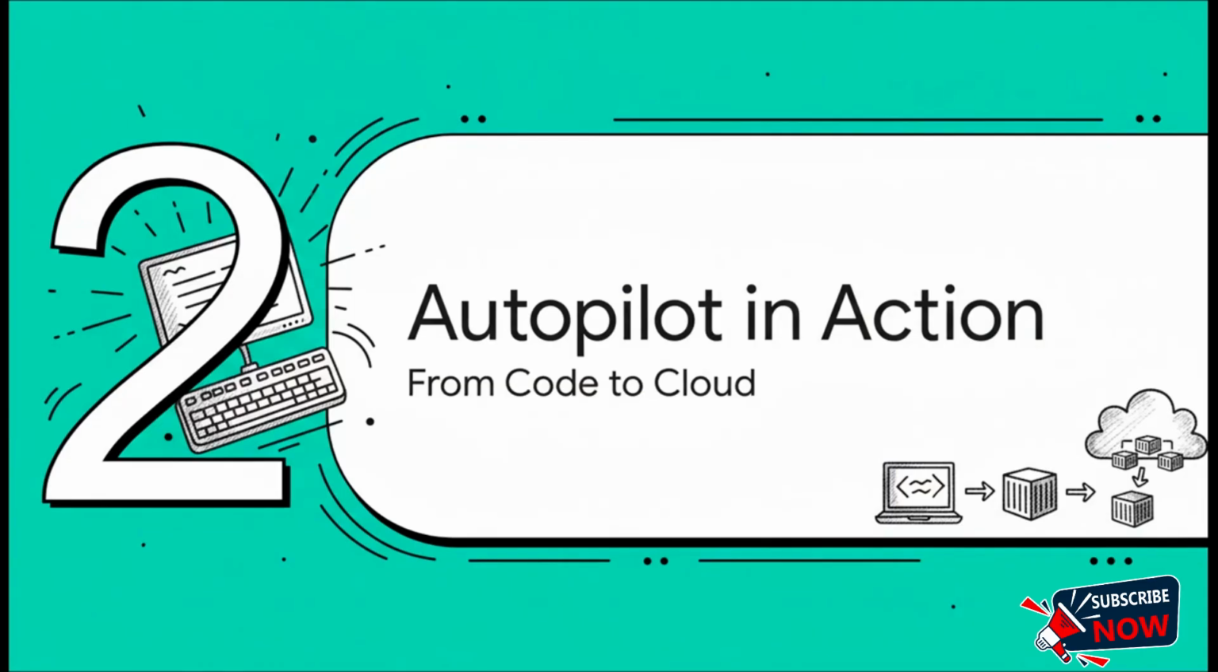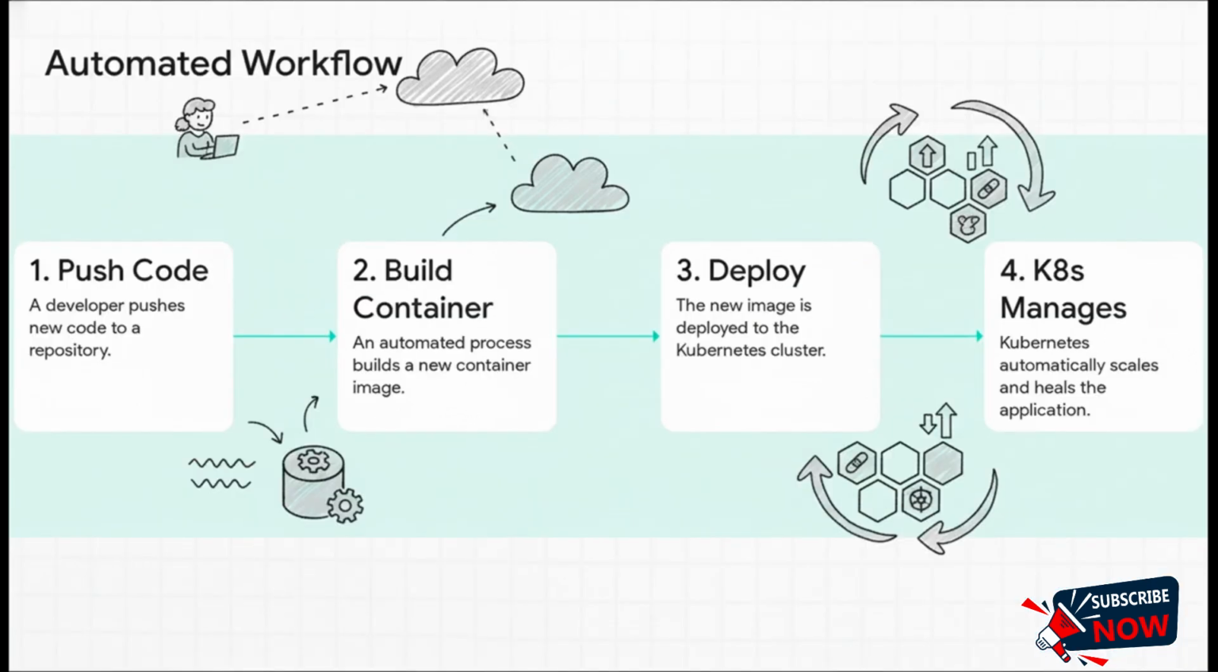All right, so we have our building blocks. We've got pods, deployments, and services. Let's put it all together now and see how this autopilot actually works in the real world, taking you from code on a laptop to a running application in the cloud. So picture a totally automated flow. A developer writes some code and pushes it up. That push automatically triggers a build process that creates a new container. Then that new container gets deployed to the Kubernetes cluster. And from that point on, Kubernetes just takes over. It's now in charge of managing, scaling, and healing that application, all by itself.